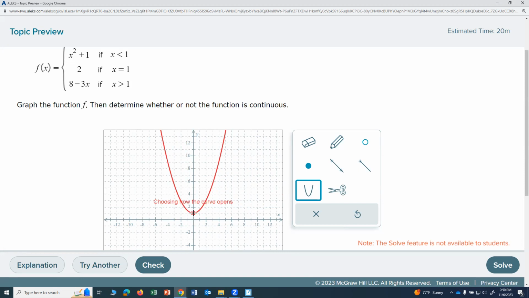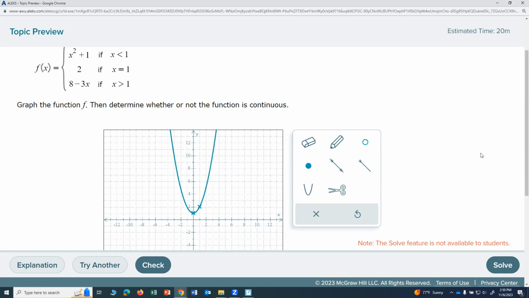Then it says, choose how the curve opens. Is it an upward facing or downward facing parabola? For that, you look at the number in front of the x squared term. In our case, it's a positive 1, so the graph would open upward. Now it says place another point. So I'm just going to pick an x value, like say I pick x equal 1, plug it into x squared plus 1, and I get y equals 2. So I'm going to just click that point.